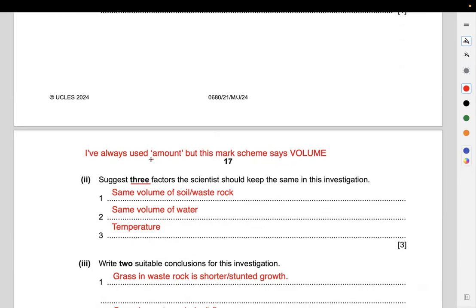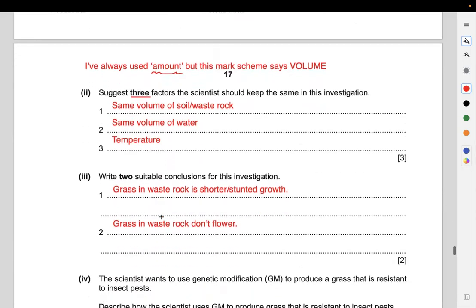Now, up until now, I've always taught amount. They've never had to be specific and say volume. But this year, the mark scheme says volume, so we better be better with our maths and say volume. So same volume. Right, 2 and only 2 because it's in bold, suitable conclusions.